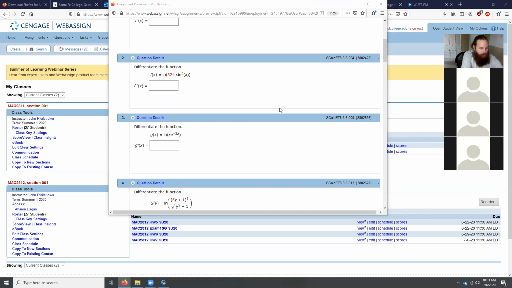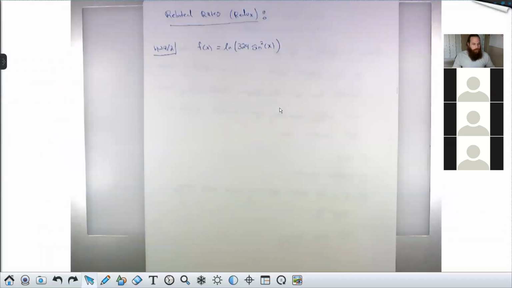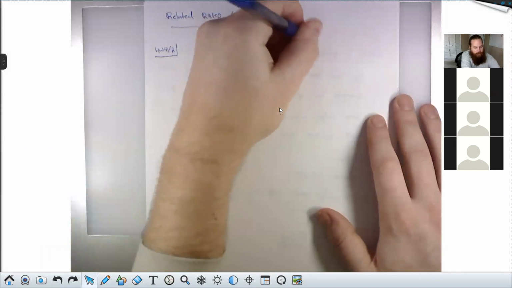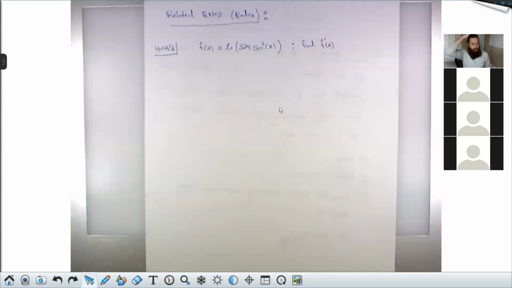So let me get this copied down and then we'll switch back. The earlier questions in this homework set are not related rates problems. They're logarithmic differentiation problems and stuff like that. So here's number 2. They give us this weird function, the natural log of 324 times sine squared x. And then they say find f prime.